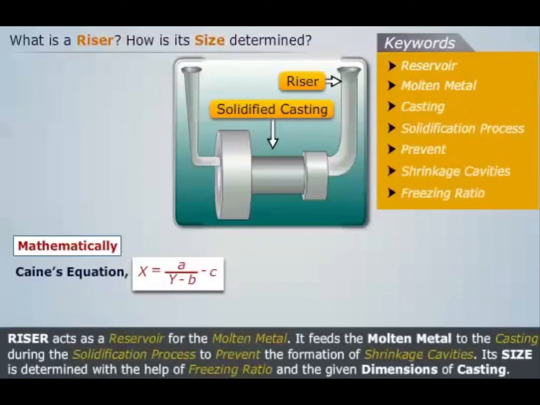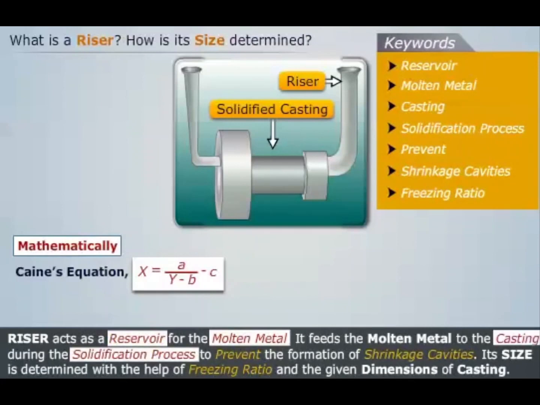Thus we can say that the riser acts as a reservoir for the molten metal. It feeds the molten metal to the casting during the solidification process to prevent the formation of shrinkage cavities. Its size is determined with the help of the freezing ratio and the given dimensions of the casting.